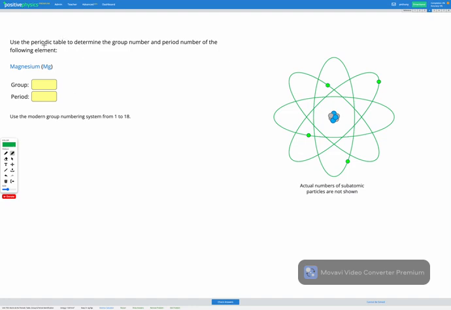In this question, we're going to use the periodic table to determine the group number and period number of magnesium, which has a symbol Mg. It says down here, use the modern group numbering system from 1 to 18. So let's go and have a look at our periodic table on the reference sheet.